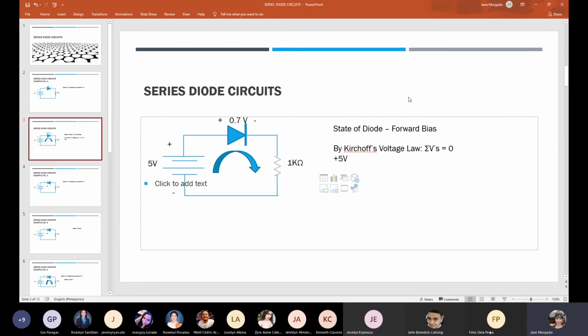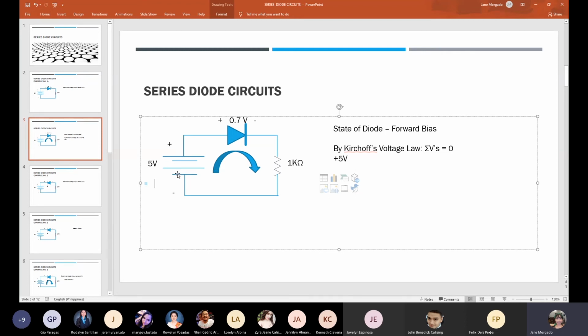Okay? So, to determine what is the voltage across 1 kilo ohm, we're going to use Kirchhoff's voltage law, which states that the sum of voltages is equal to zero. So we'll start with the supply. Okay, so this is the direction of the loop. So take note that assumption natin dito is clockwise. So it could be counterclockwise or clockwise. It's all up to you. But you have to take note saan siya lalabas.